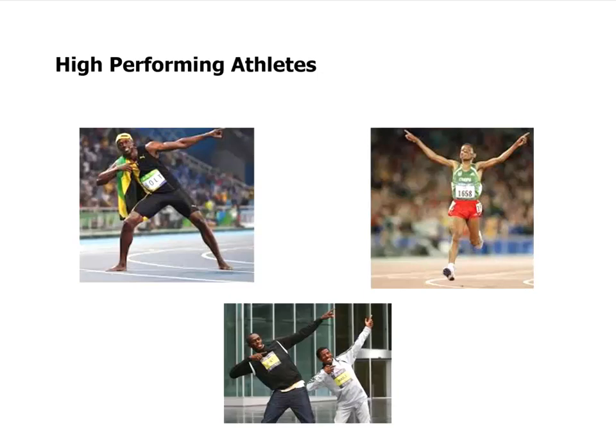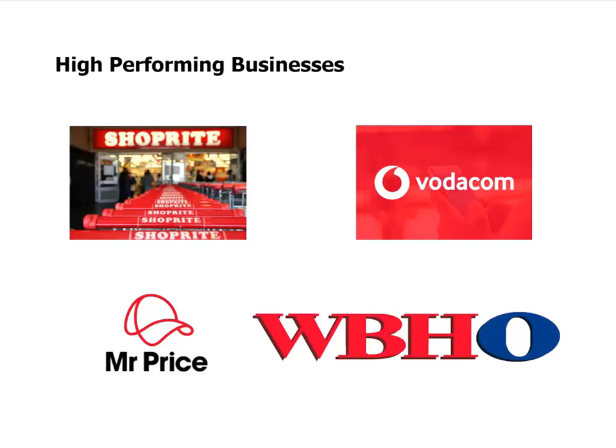So if we were to look at some perhaps well-known South African businesses, where we've got Shoprite being in the retail sector, Vodacom in telecoms, Mr Price in clothing retail, and Wilson Bailey Homes in the construction business, you would expect for these different businesses there are different characteristics that describe whether they are high performing or not. And that is definitely true.